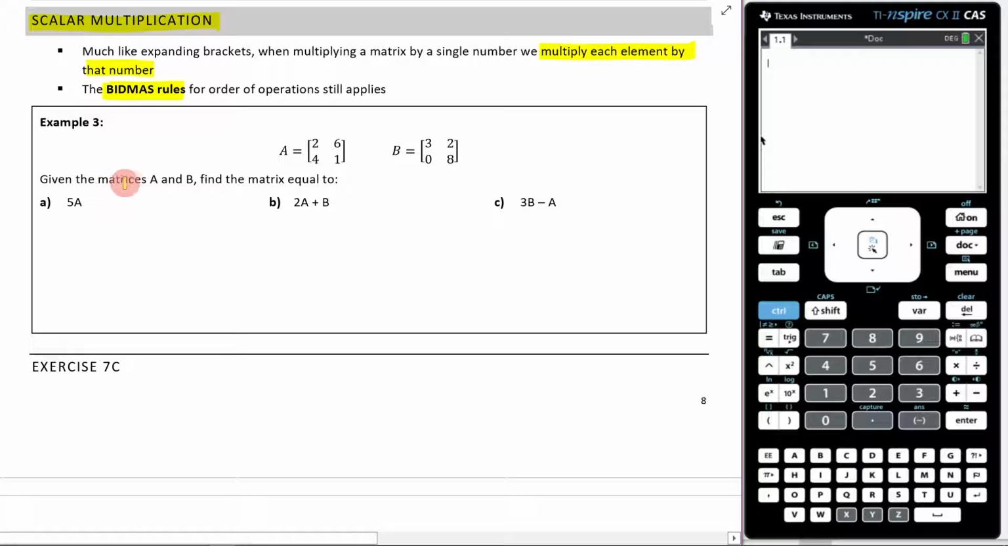All right, given the matrices A and B, so A is this and B is that, find the matrix equal to, and here we go right here. Now, it's very important that we understand the mathematics behind it, but at the same time, you need to appreciate the fact that you have your CAS calculator, and you should be making the most of your CAS. So even though I am going to show you the maths behind them, when we actually come to fill these in, I'm just going to show you how to use your CAS. But let me first show you the maths behind it.